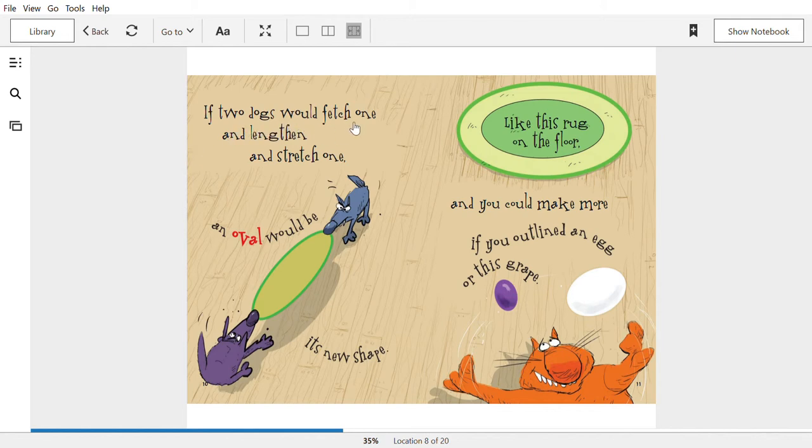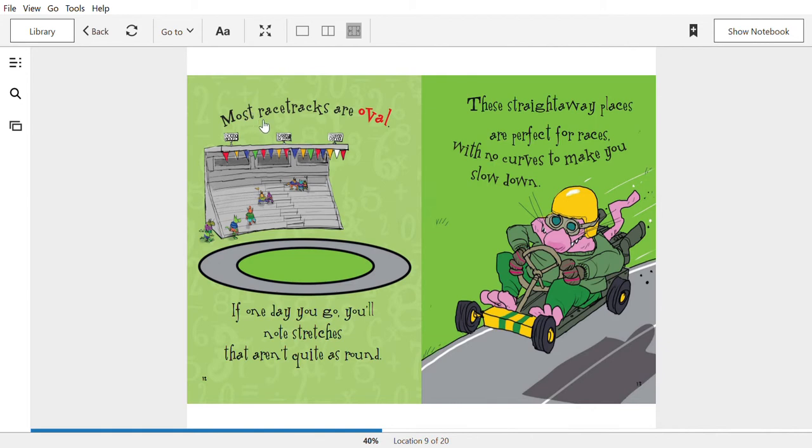If two dogs would fetch one and lengthen and stretch one, an oval would be its new shape. Like this rug on the floor, and you could make more if you outlined an egg or this grape. Most racetracks are oval. If one day you go, you'll note stretches that aren't quite as round. These straightaway places are perfect for races with no curves to make you slow down.